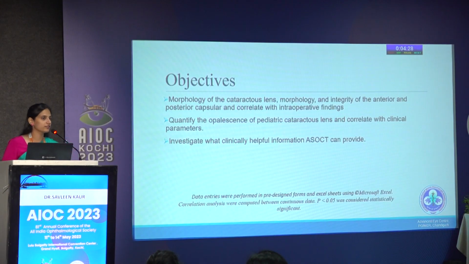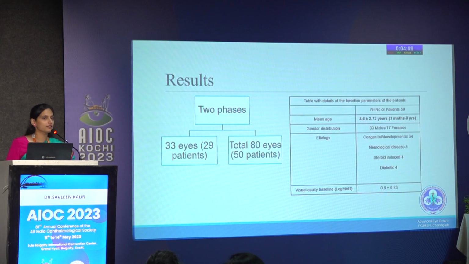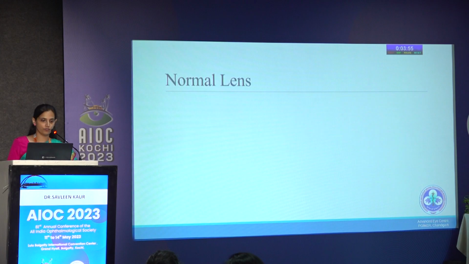We wanted to see whether the morphology of the cataract and the status of the anterior and posterior capsule that we see on the ASOCT matched with the intraoperative findings. We also wanted to quantify the opalescence in pediatric cataractous lenses and investigate what clinically important information the ASOCT could provide. The study was done in 2 phases because of the COVID pandemic. We ended up recruiting 80 eyes of 50 pediatric cataract patients, ranging from 3 months to 8 years of age. We had all sorts of etiologies, but congenital cataract constituted the major one.